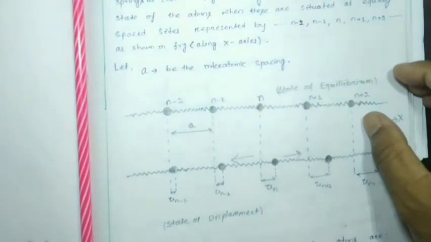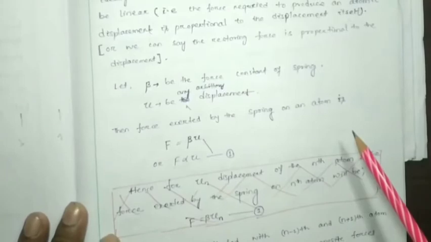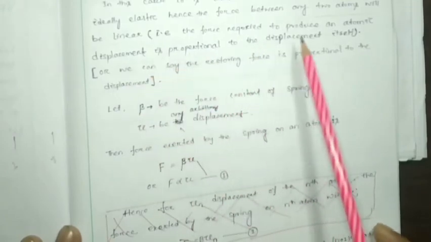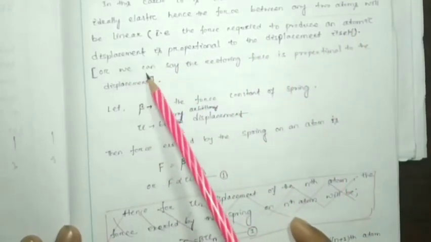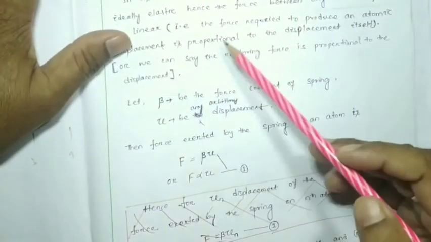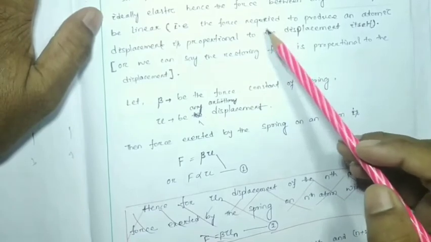That means if we have to consider the increase of displacement, then the force will also increase. That means the force required to produce an atomic displacement is proportional to the displacement itself, or you can say the restoring force is proportional to the displacement. Only for that it is written that the restoring force is proportional to the displacement.